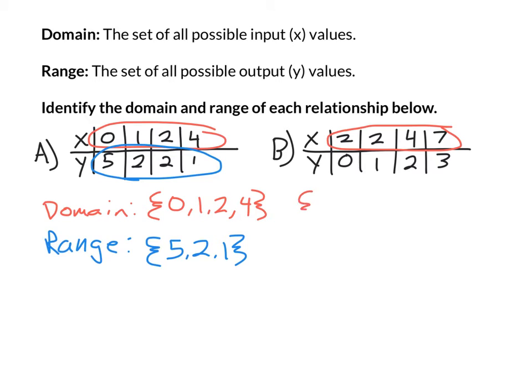And example B, even though this isn't a function, it still has a domain. The input values 2, 4, and 7 are our domain, and our range is 0, 1, 2, and 3, all of our output values.